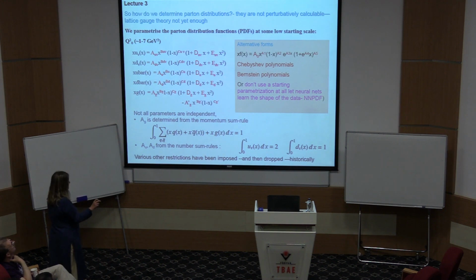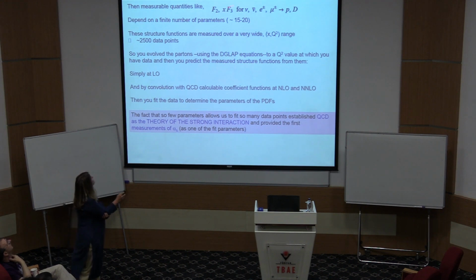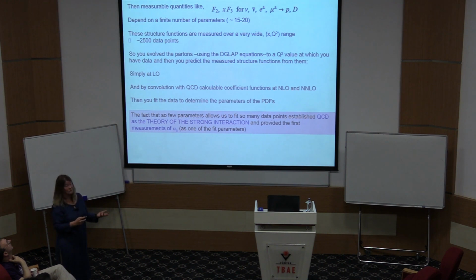Then what do we do? Well, the measurable quantities I was telling you about yesterday, the structure functions that we get in neutrino, antineutrino, and charged lepton scattering on proton and deuteron targets, are then going to depend on that finite number of parameters, ballpark 15 to 20 parameters. But these structure functions are actually measured over a very wide range in the kinematic plane of x and Q squared. And we have more than 2,000 data points. So what you do is you take your initial parameterization and you evolve it using the DGLAP equations up to Q squared values where you've actually got data, and then you use the QCD formalism on the partons to get to the measurable structure functions.